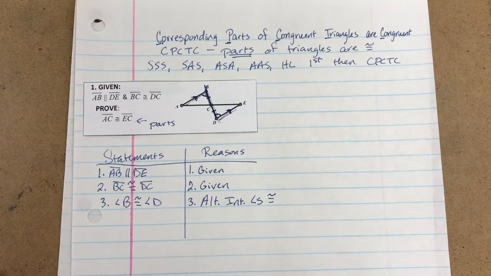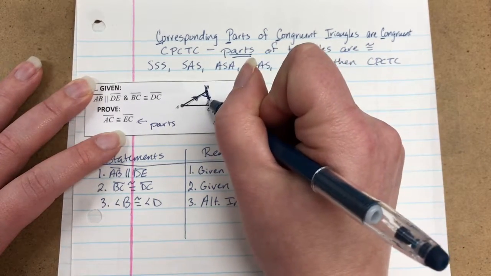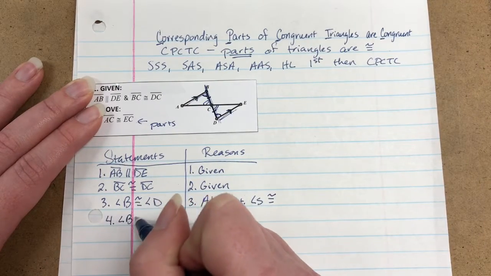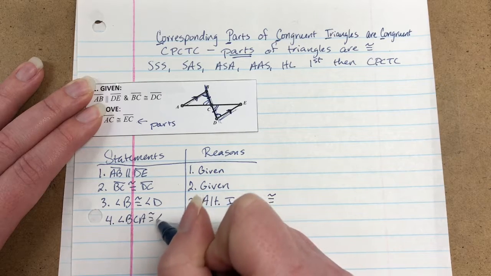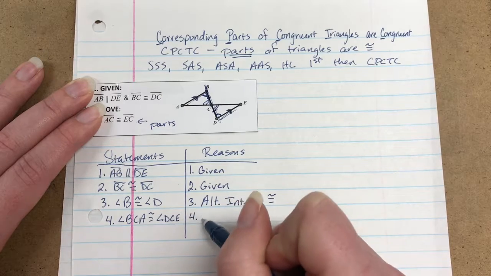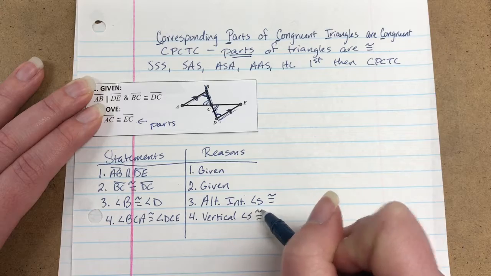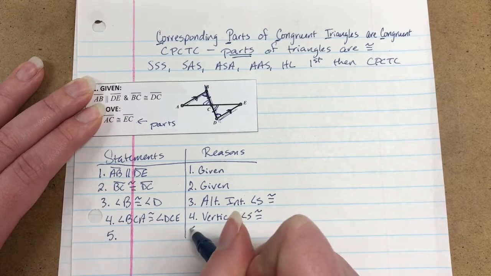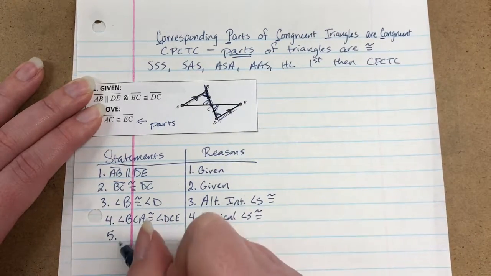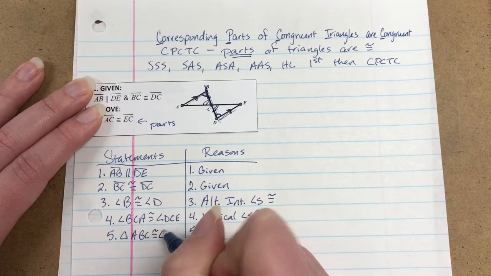And then I could also say, I'm noticing I have vertical angles here. So I could say angle BCA is congruent to angle DCE because we know that vertical angles are congruent. So now that would tell me I have an angle, a side, and an angle marked in my triangle. So I know triangle ABC is congruent to triangle.